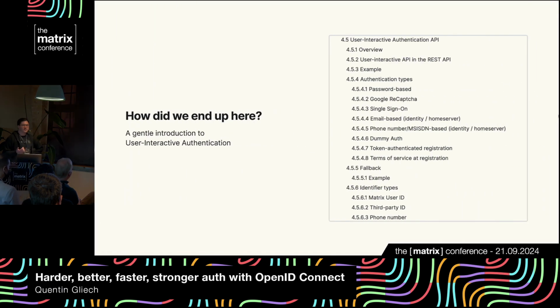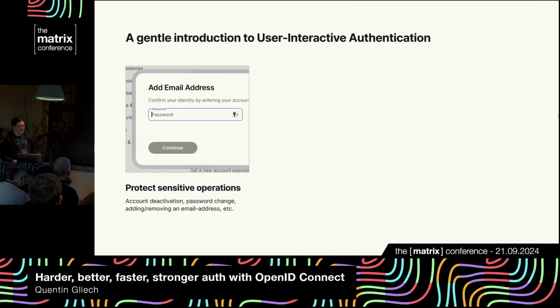So how did we end up here? I'm going to introduce you to a big part of the Matrix client-server spec that talks about user interactive authentication. The goal of UIA is basically to protect any sensitive operation. So things like deactivating my account, changing my passwords, adding email addresses. It's a bit of a step-up authentication mechanism.